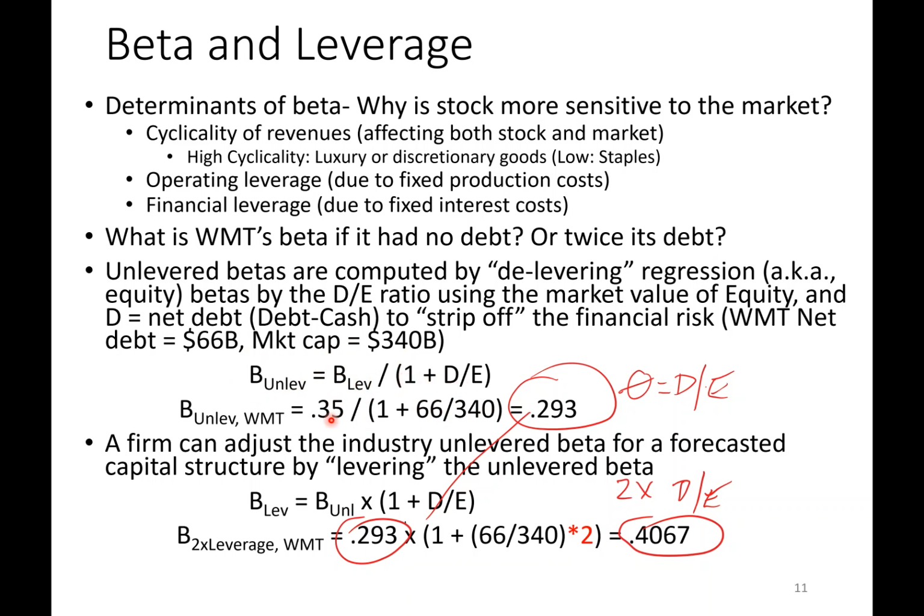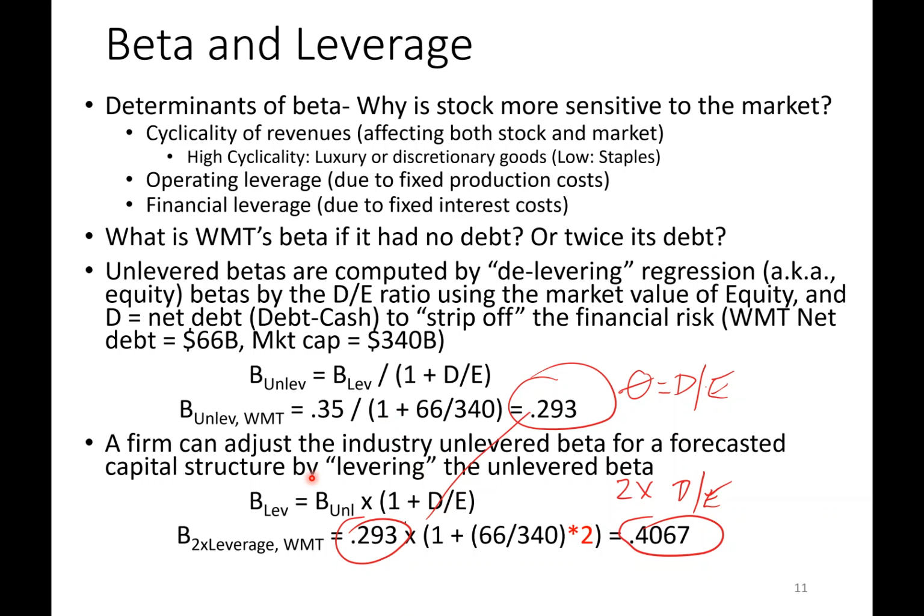So I'll take my 0.35 that I just estimated on the last screen, just rounding that, and divide by 1 plus the D/E ratio. If Walmart had no debt, its beta would go from 0.35 to 0.93. It would just be a safer firm. Now, we can also adjust the beta to see if they had more debt. So what if Walmart had twice the debt?